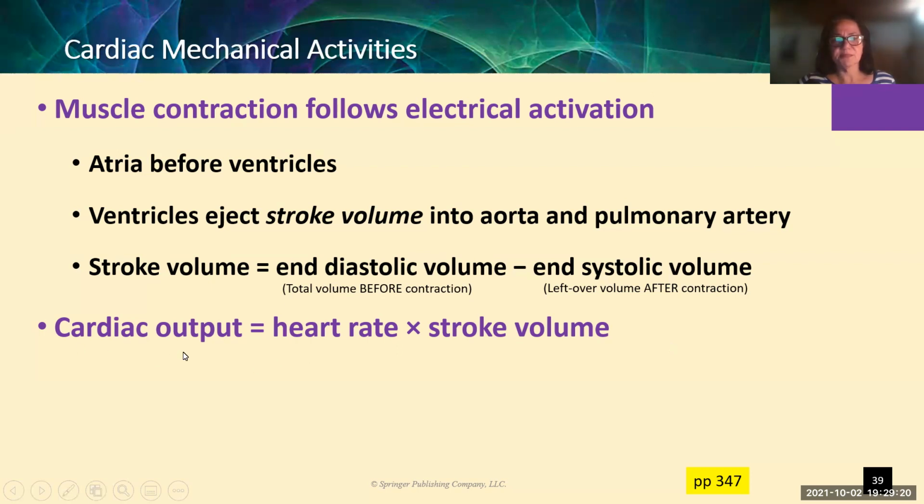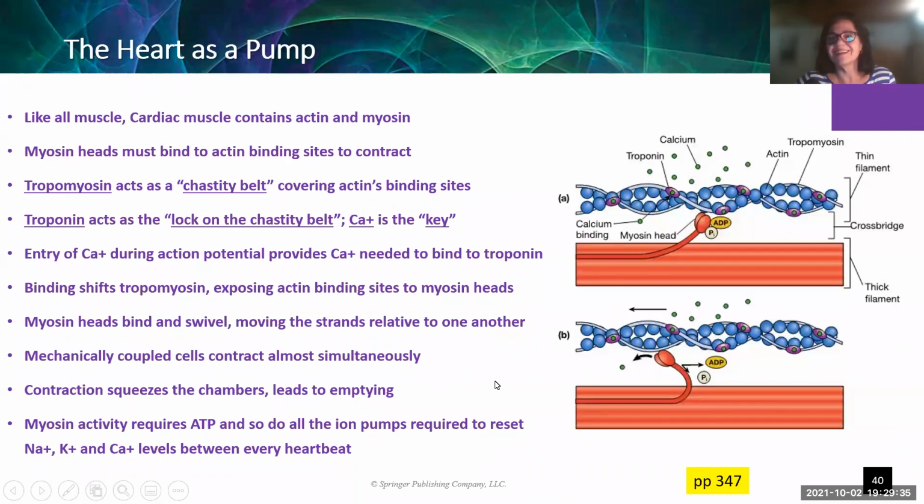And then this concept of cardiac output, what's coming out of the heart in a minute, is the heart rate. How many times did the heart pump, and how much came out each time it pumped, that stroke volume. There's a lot of information on this slide. We're going to walk through it slowly.